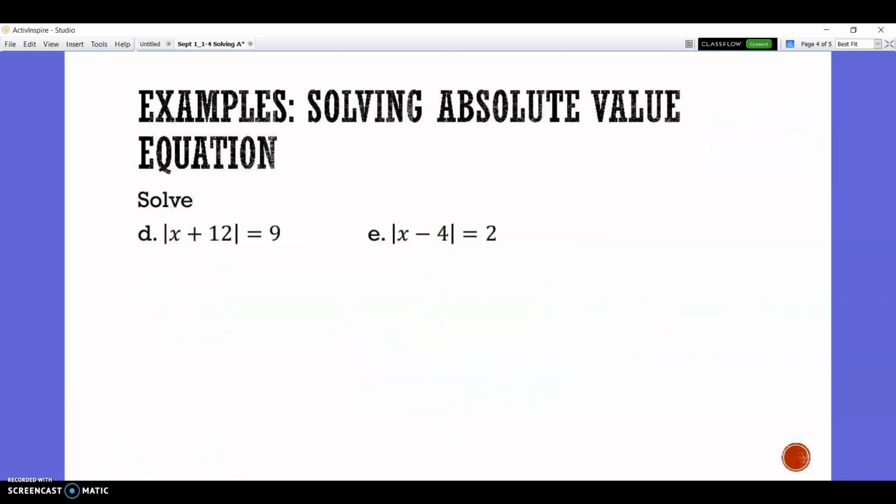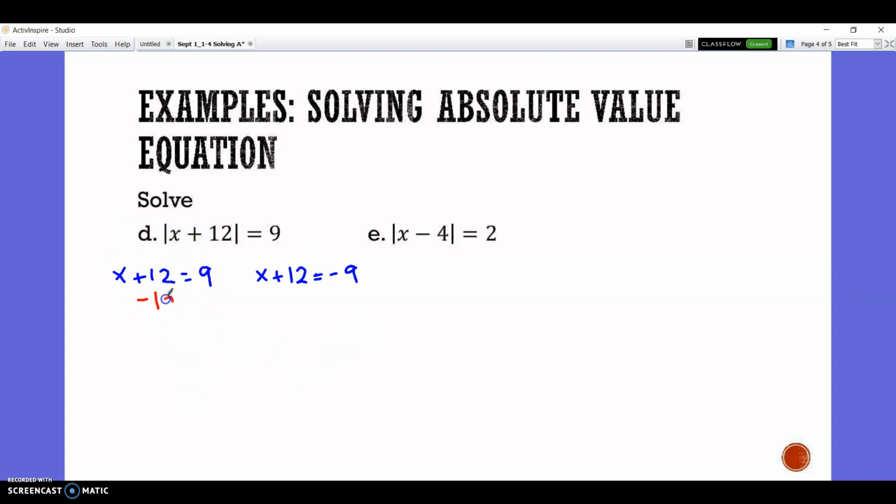Okay. Another one here. Absolute value of x plus 12 is equal to 9. The only two numbers that have an absolute value of 9 are 9 and negative 9. So x plus 12 could equal 9, or x plus 12 could equal negative 9. And then we just solve.